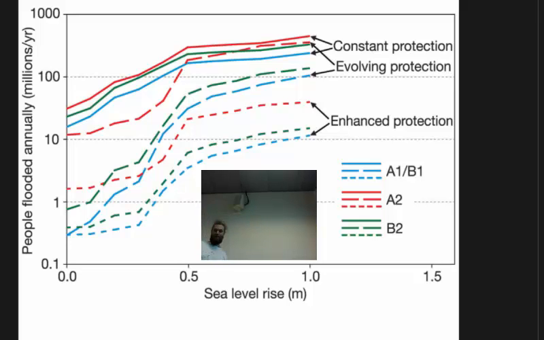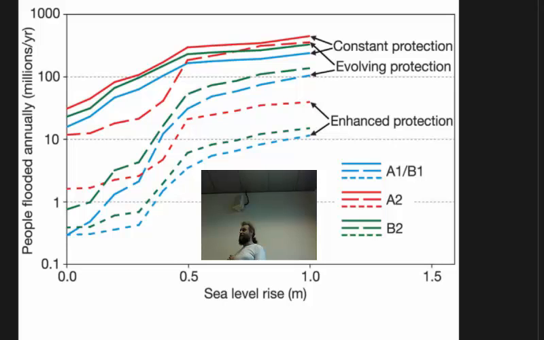So in the dotted scenario, we impose the condition that as people grow richer, they raise their protection standards. For instance, Lagos would be as well protected as Lisbon or Athens is today. And that makes an even bigger difference. So instead of having 500 million people flooded each year, you would have only 50 million people flooded each year.